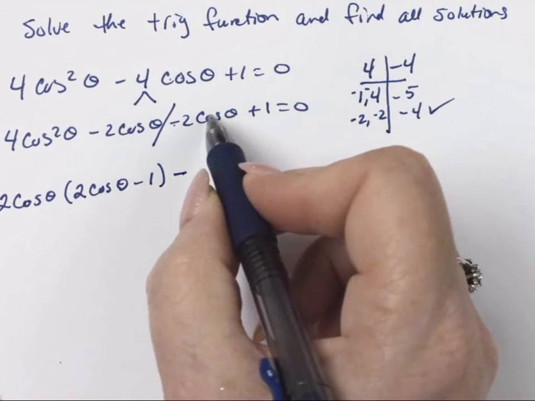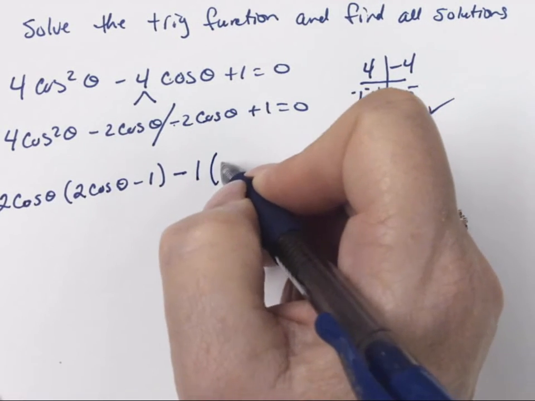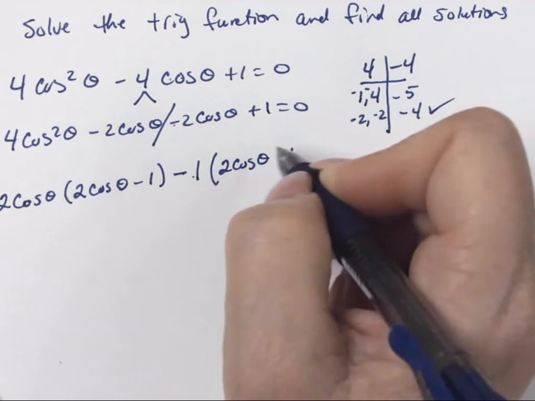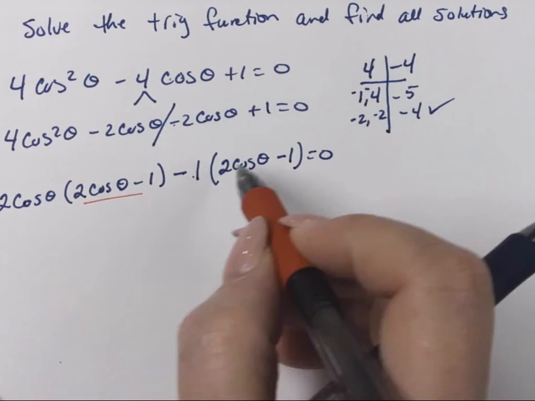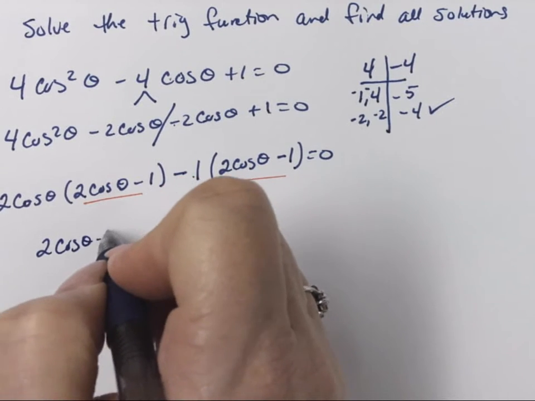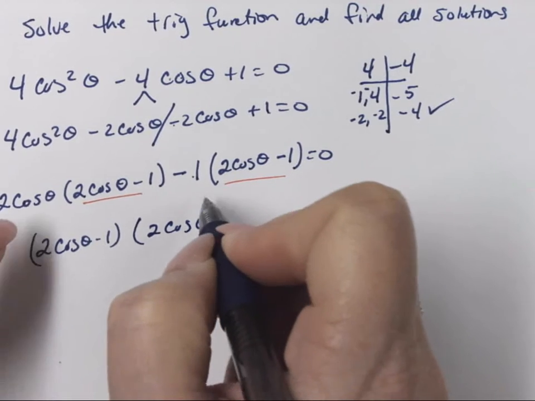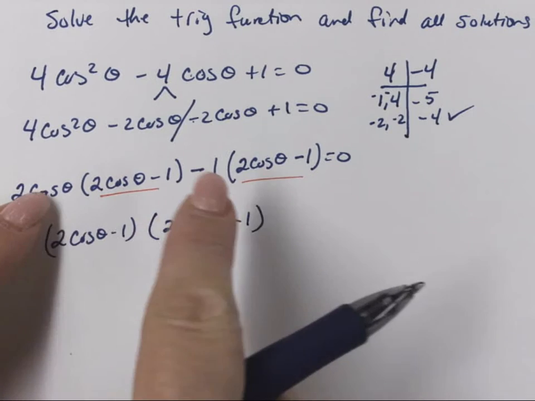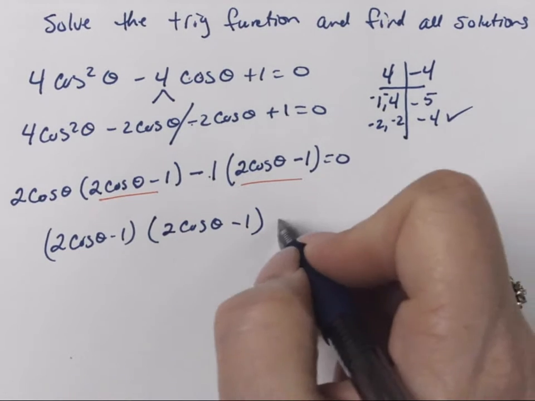Bring down my negative. Over here, all they have in common is a 1. And so then we'll have times 2 cosine theta minus 1, because 1 divided by negative 1 is negative 1, equal to 0. We know we did it right if these two match, which they do. So you get 2 cosine theta minus 1, and then it's 2 cosine theta minus 1. So the first one I pulled out what they had in common, and then the second one came from putting these two together. They happen to be the same one.